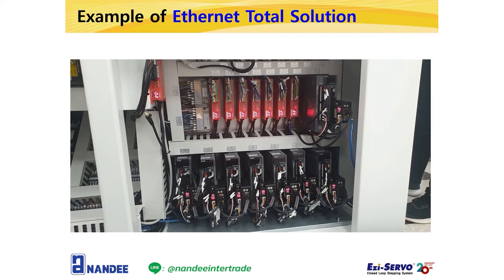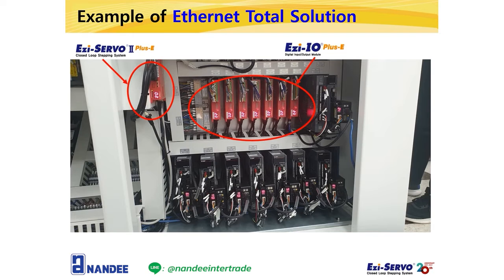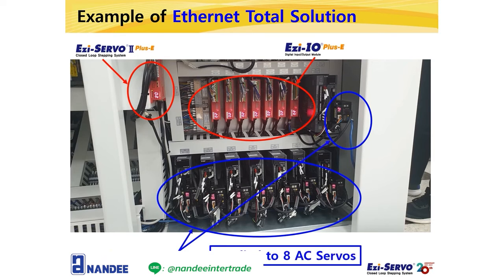This example applied the total solution concept that stepping motor, AC servo motor, and digital I/O module can be controlled with one Ethernet port, without a separate motion controller. FASTECH's EZ Servo 2 plus E, which is stepping motor, EZ I/O plus E, which is digital I/O module, and AC servo are applied to this machine. As you can see, EZ Motion Link, which is a 1-axis motion controller for AC servo drive, is directly connected to a total of 8 axes of AC servos.